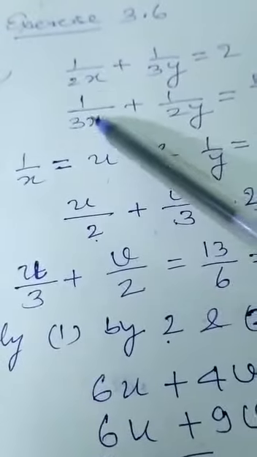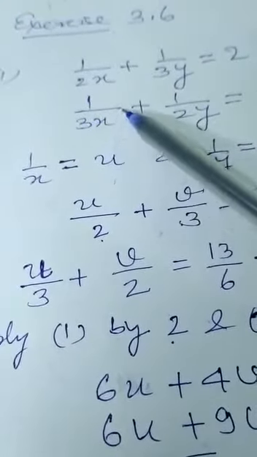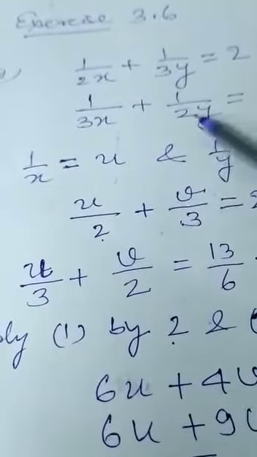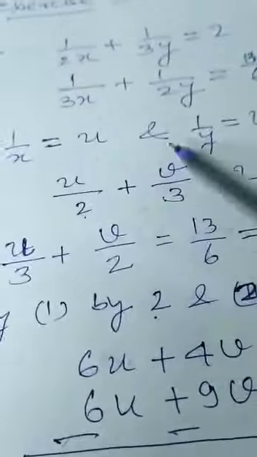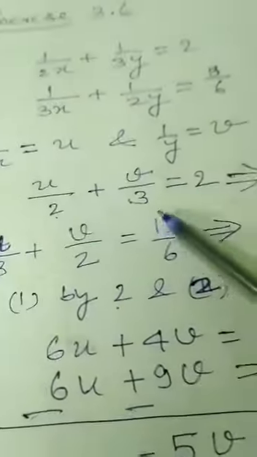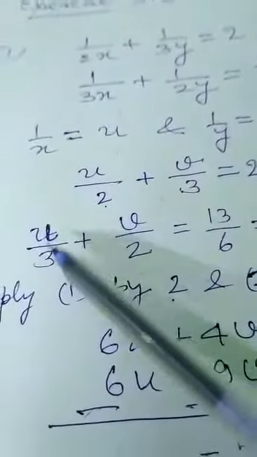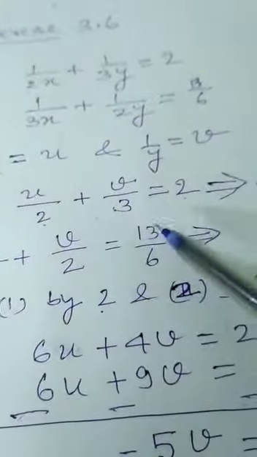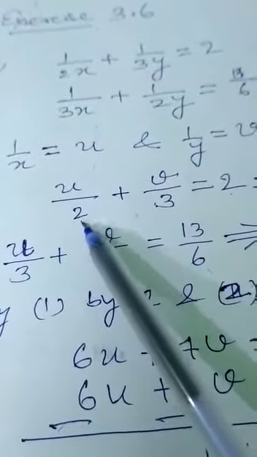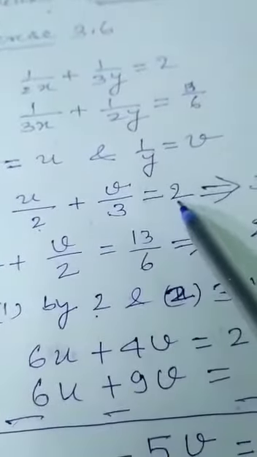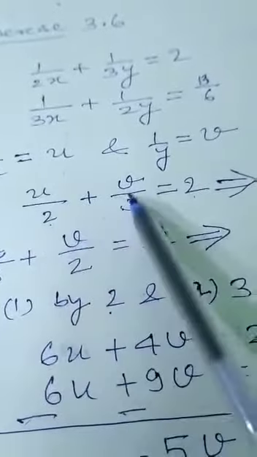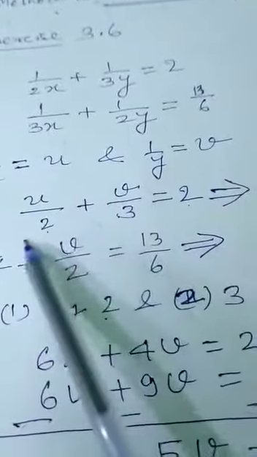And the next one, 1 upon x is u, so u upon 3 plus v upon 2 is equal to 13 by 6. Now the equations are written in the form u upon 2 plus v upon 3 is equal to 2, and u upon 3 plus v upon 2 is equal to 13 by 6. We see the denominators here are 2, 3 and 1, so take the LCM of 2, 3 and 1. You will get 6.